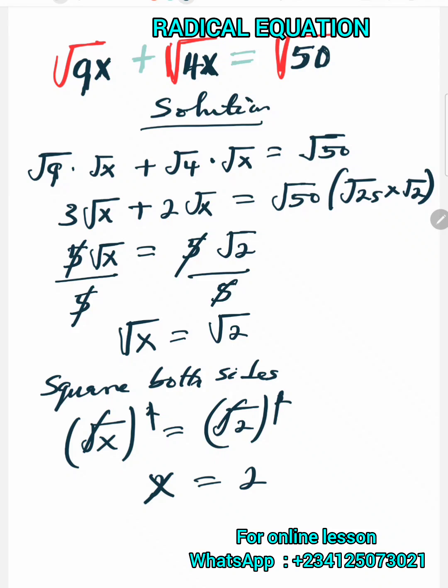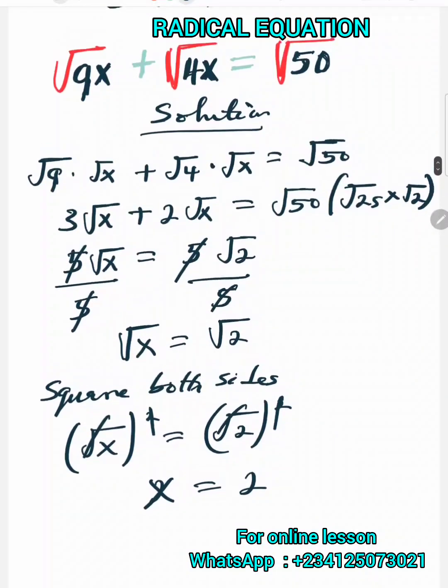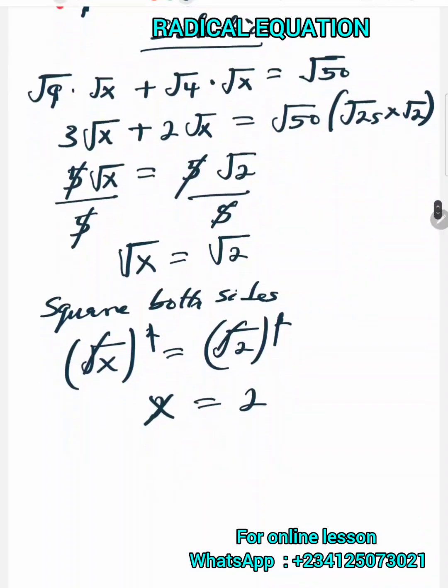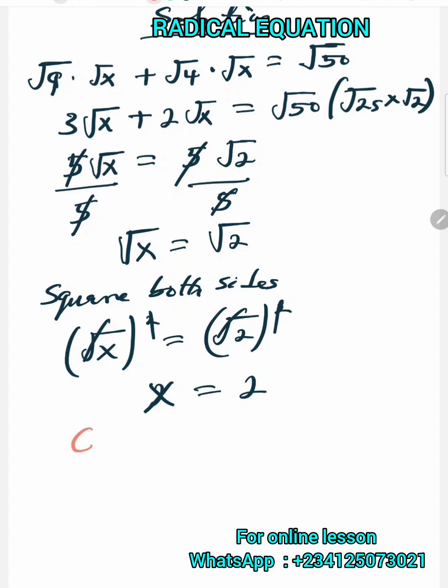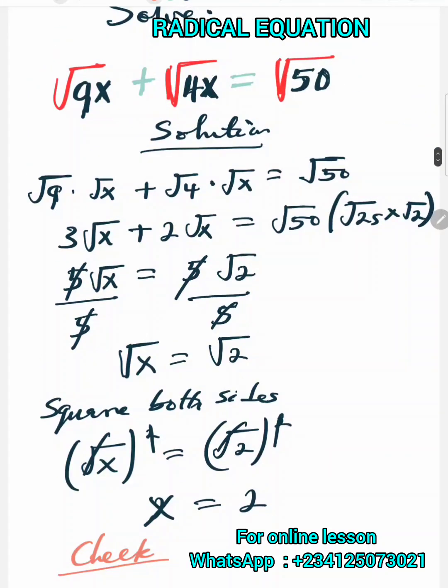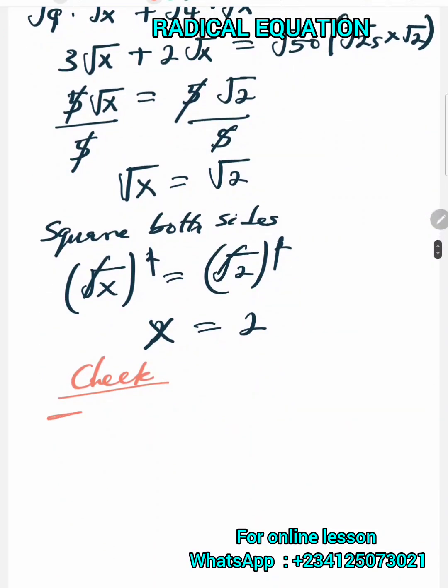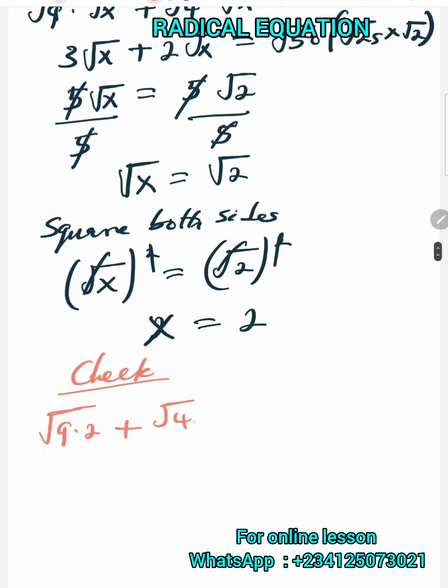You can verify your solution to check if you are correct. Now let us plug in these values into the original radical equation. If what we have on the left hand side gives us the right hand side, it means we are correct. Check. So we have the left hand side, the square root of 9x plus the square root of 4x. After putting the value of x into this left hand side, if it gives us the right hand side, it means we are right. So here becomes the square root of 9 times 2, plus the square root of 4 times 2. Let us see if we are going to have the right hand side.